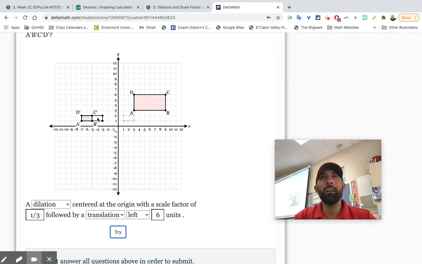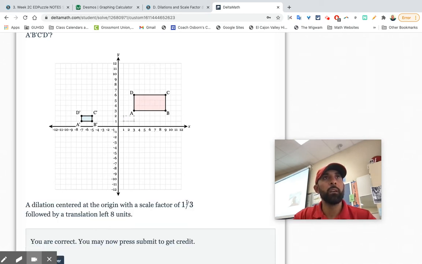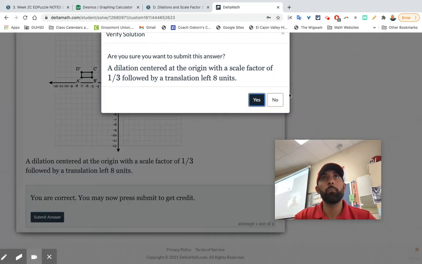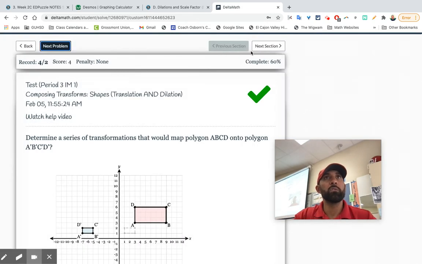You can see it got close, but it didn't quite match up. I noticed that I probably need to go 2 more units. So let's try 8. It shrinks down, now they're the same size, and it matches up. Once it matches up, we're good. So that's translation. Let's go to the next section.